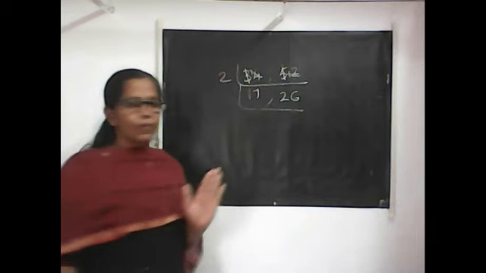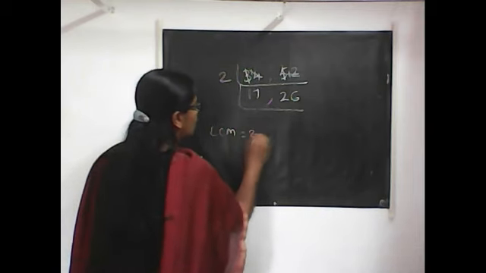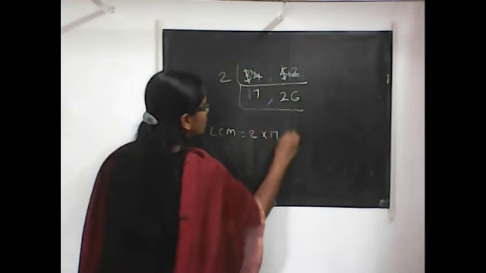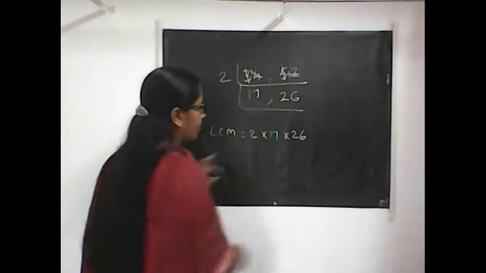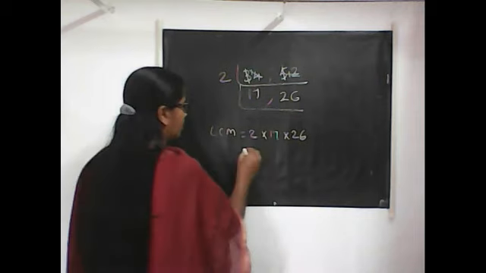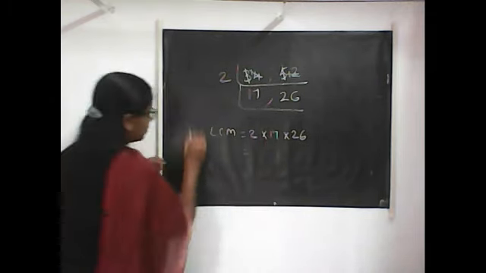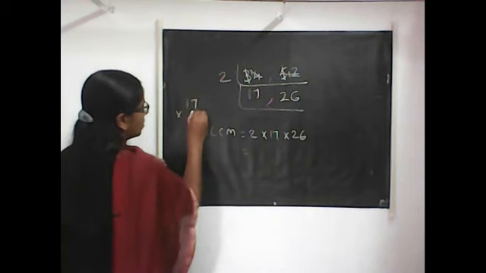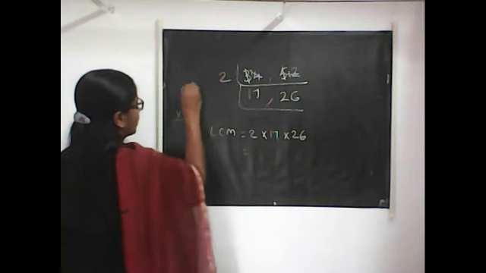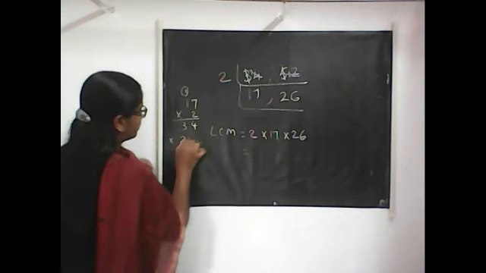So, what will you do? Stop your division and write LCM as LCM is equal to 2 into 17 into 26. Multiply this and write the answer. That is the way to find out the LCM. For that, multiply this first. 2 into 17. Do this multiplication in the margin. So, we got 34. Next, 34 into 26.